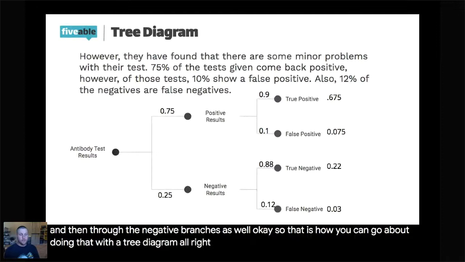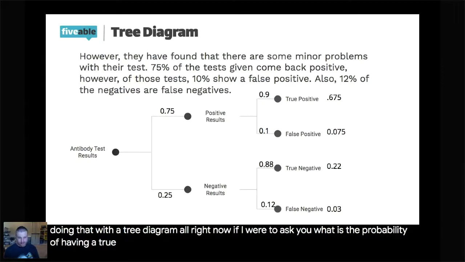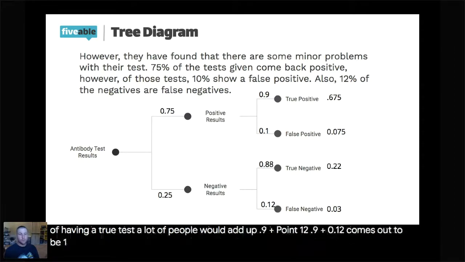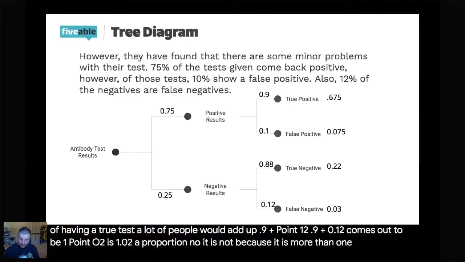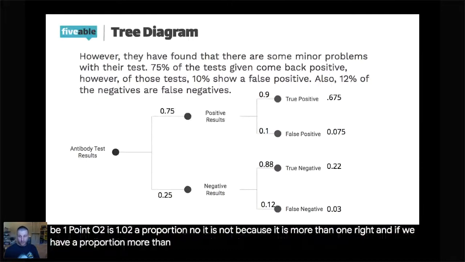All right. Now, if I were to ask you, what is the probability of having a true test? A lot of people would add up 0.9 plus 0.12. 0.9 plus 0.12 comes out to be 1.02. Is 1.02 a proportion? No, it is not, because it is more than 1, right? And if we have a proportion more than 1, that should cue us that something's off.